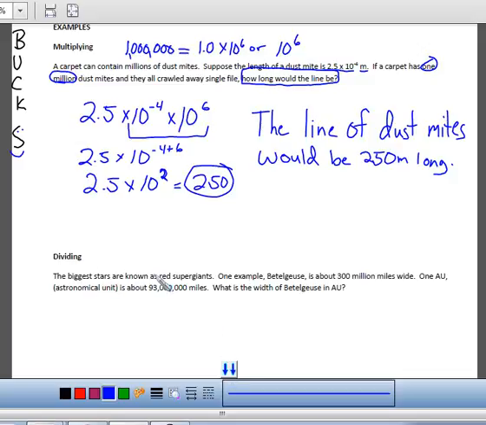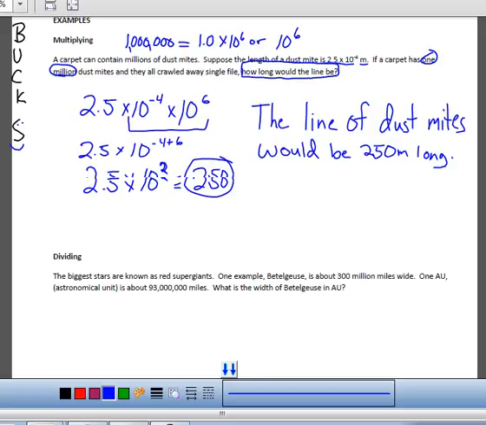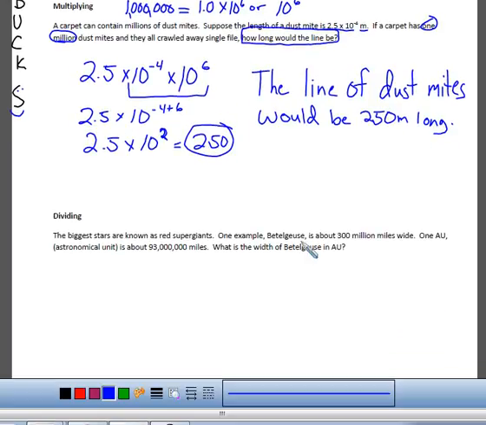The biggest stars are known as red supergiants. One example, Betelgeuse, is about 300 million miles wide. 1 AU, that's astronomical units, is about 93 million miles. What is the width of Betelgeuse in AU? So there's our question, in astronomical units. Alright, so this is going to be a division problem.